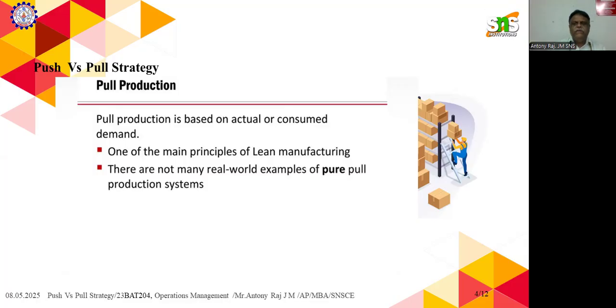Today, if you talk about overall manufacturing systems, most of the systems are in the push production category, and very few systems are in the pull production category. But pull production is the better and more efficient way, which we'll understand better when we do the comparisons. Pull production always has numerous advantages.